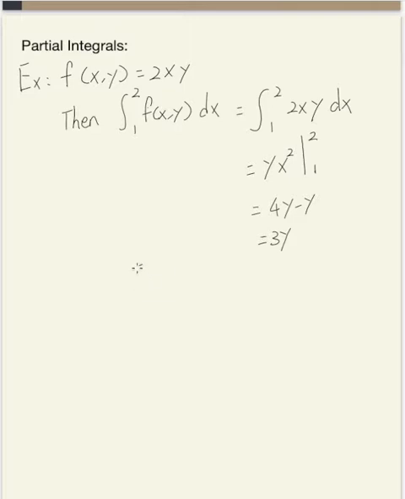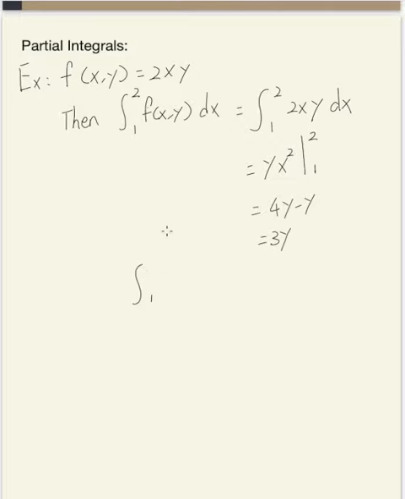Okay, so this is all pretty similar to the standard integration, the one-dimensional integration. However, in this case, notice that the answer is actually a function. The answer from this partial integral is not a number. It's actually a function with respect to y. So that's what you should keep in mind. If you have a function f that depends on two variables x and y, then if you integrate with respect to x, you get a function that depends on y. If you integrate with respect to y, you get a function that depends on x. Okay?